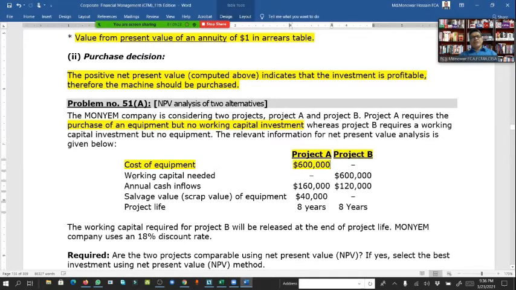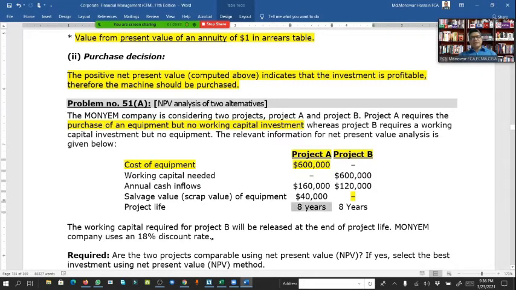But project B requires the working capital, not the machine. Same figure. Annual cash inflow: 1,60,000 for project A and 1,20,000 for project B. Salvage value, that is the scrap value of the equipment, 40,000. And here project B, no machine, that means no scrap value. Project life is 8 years for both.